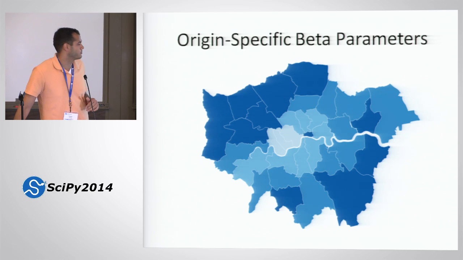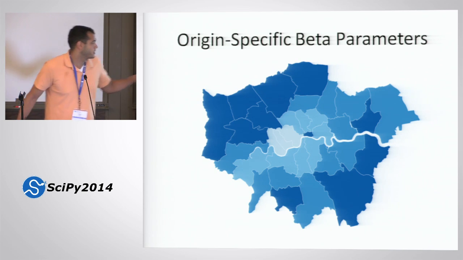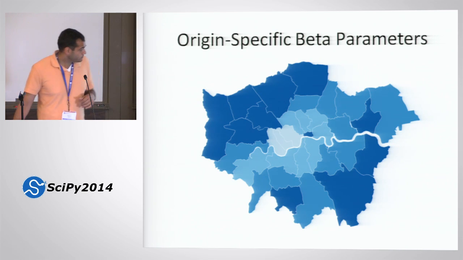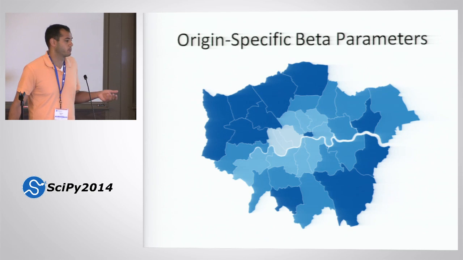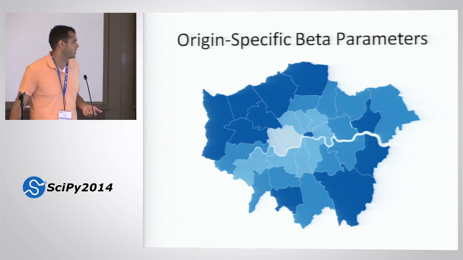People probably aren't commuting as much. If you're closer to London, you're probably more likely to commute into London. And the city of London itself in the center has a pretty strong negative parameter because people from London probably have no reason to commute very far at all. So they're all staying where they are.